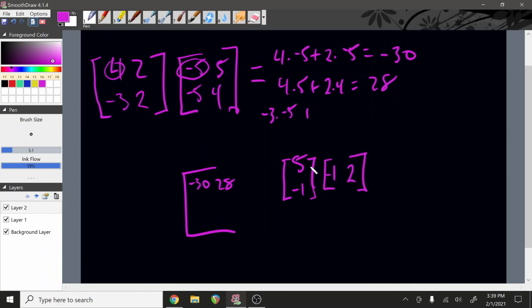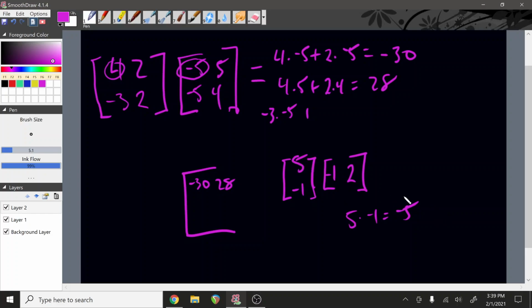So we're still doing the exact same thing. This is a whole new problem, but we have 5 times -1. This whole row times this whole column. So that's going to be 5 times -1, which is going to be -5. Then we have this whole row times this whole column.